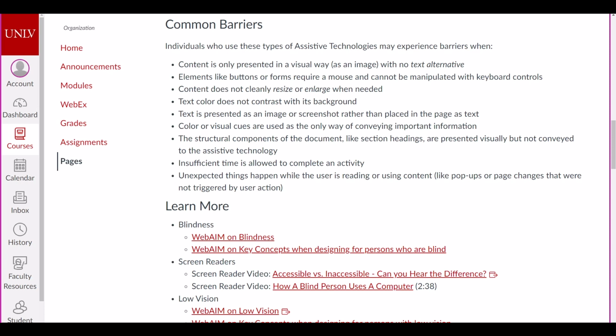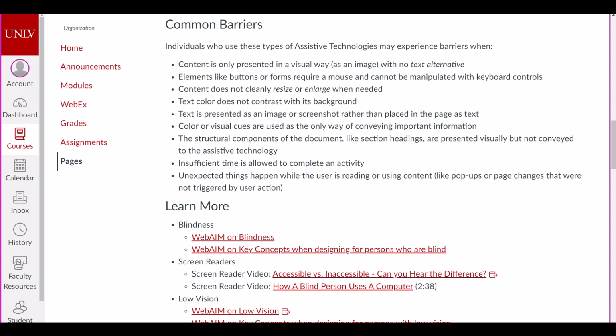Content does not cleanly resize or enlarge when needed. Text color does not contrast with its background. Text is presented as an image or screenshot rather than placed in the page as text. Color or visual cues are used as the only way of conveying important information. The structural components of the document, like section headings, are presented visually but not conveyed to the assistive technology.